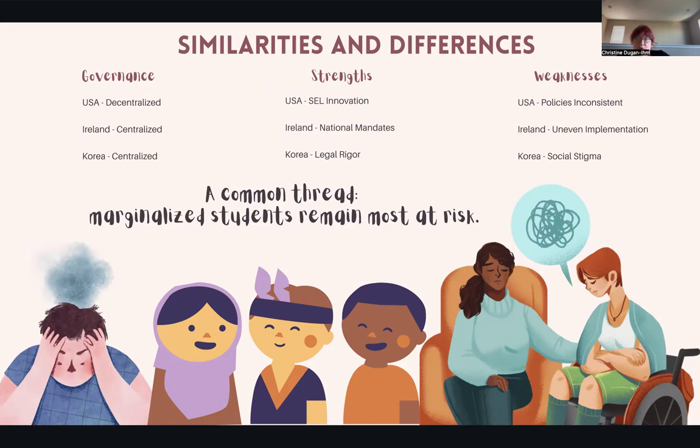Laws and programs exist in all of the nations that I've covered, but outcomes of these laws and programs really hinge upon implementation of the programs and also the cultural responsiveness, the cultural climate in schools in these countries. So the equity challenge here is less about whether policies exist to prevent or address bullying, and more about whether these programs and policies reach the students that are targeted, and support the students that are most marginalized, and change the way that things are in these countries. So a common thread is that, of course, marginalized students remain the most at risk.